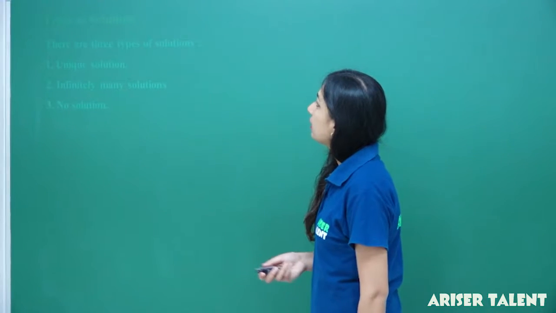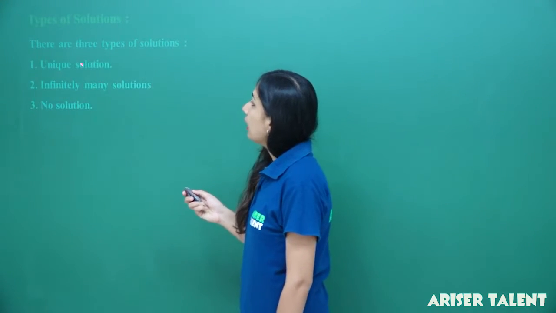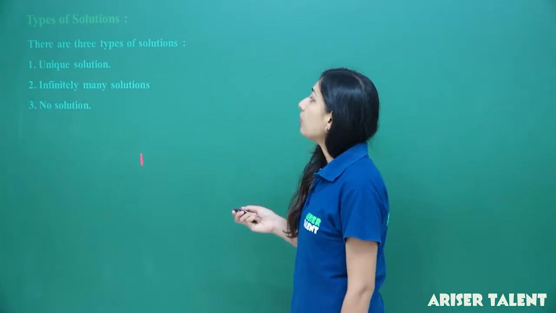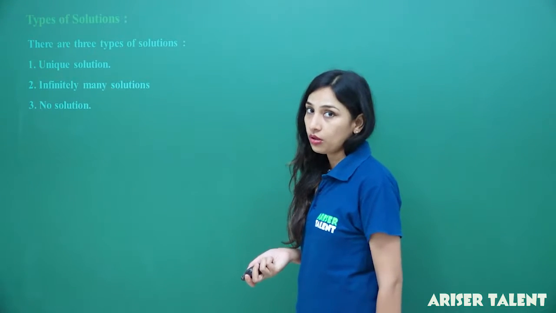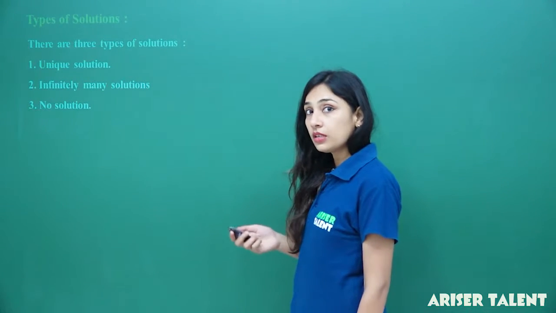We are discussing maths, and in that we were discussing solutions. We are talking about types of solution, and we discovered that there are three kinds of solution: unique solution, infinite or many solutions, and no solution at all.